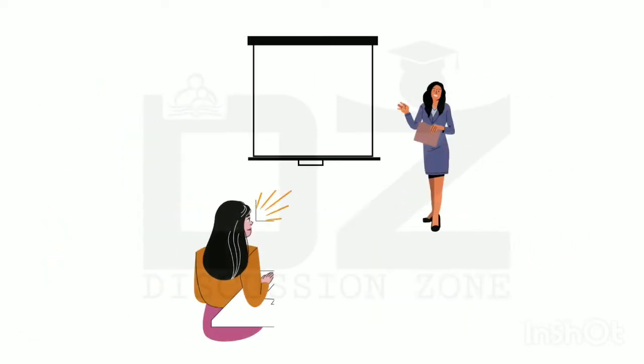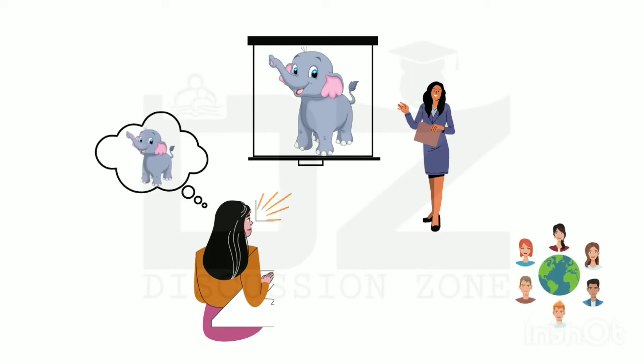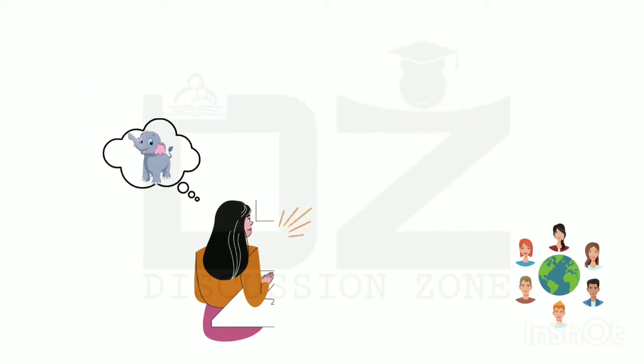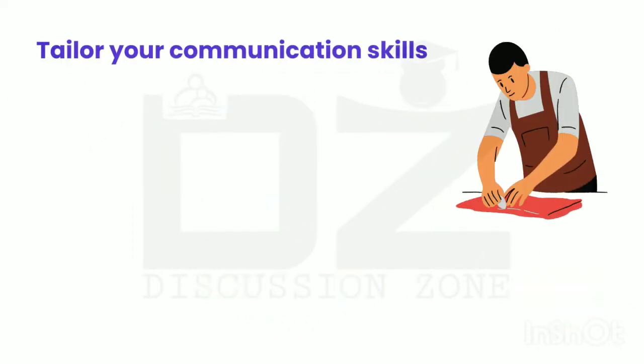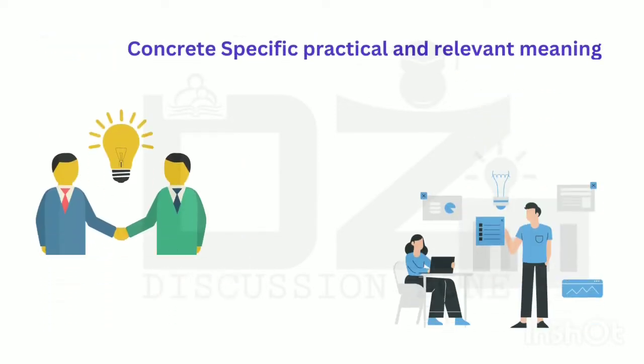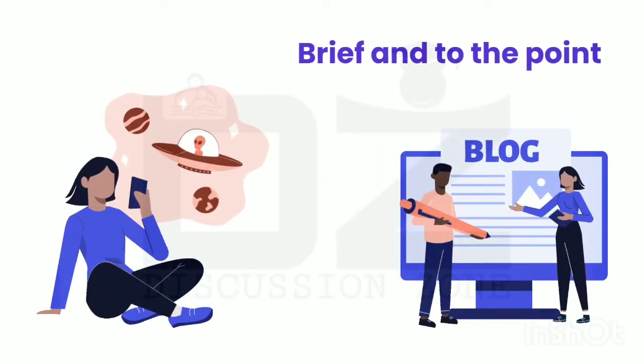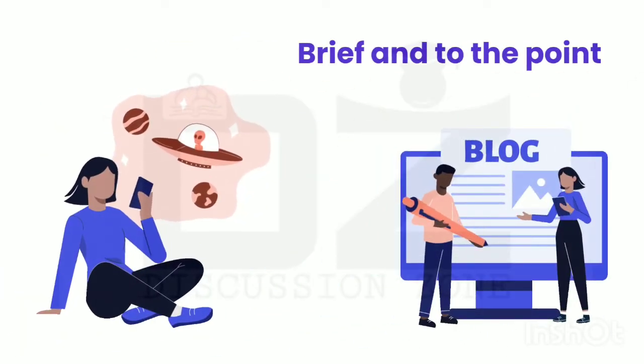Obviously, a presentation is all about the audience and it is not about you. Hence, you must know what part of society they are from and what kind of language they speak. When you know your audience, you will be able to completely tailor the presentation according to their requirements. You need to be concrete, specific, practical and relevant. Your presentation should not be out of the box; it has to be brief and to the point.